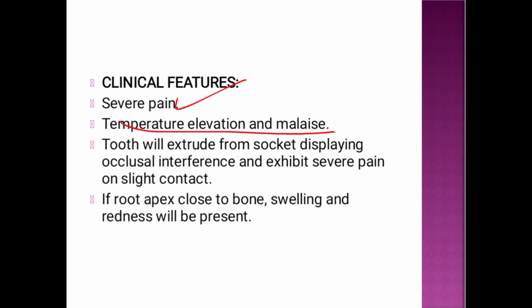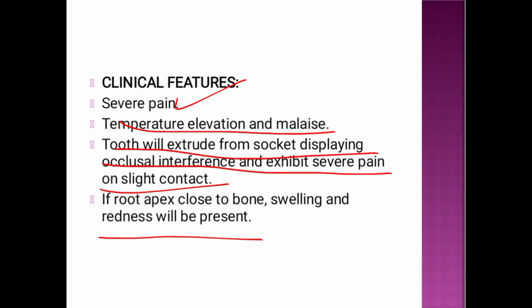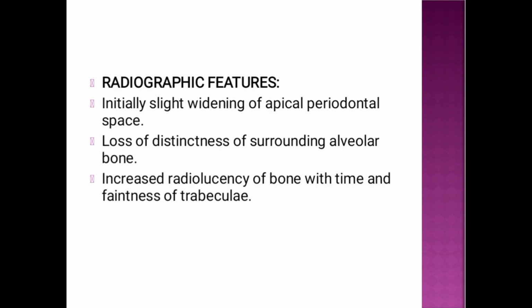The tooth will be extruded, of course. Like we were saying in chronic periodontitis, the tooth has extruded from the socket and displays occlusal interference, and the patient has severe pain. If the apex is close to the bone, swelling and redness will be present. Of course, this is the periapical abscess I showed you in that picture.